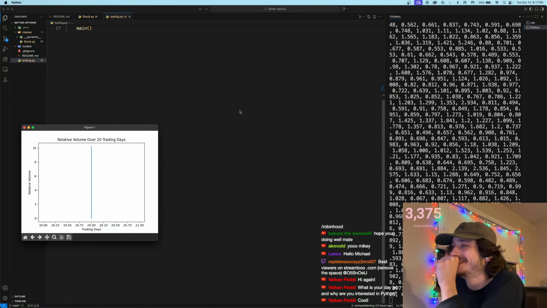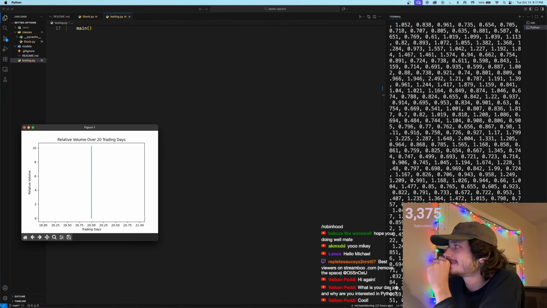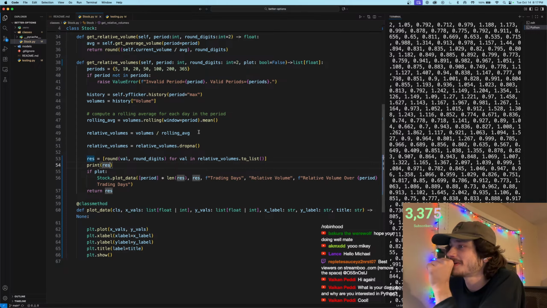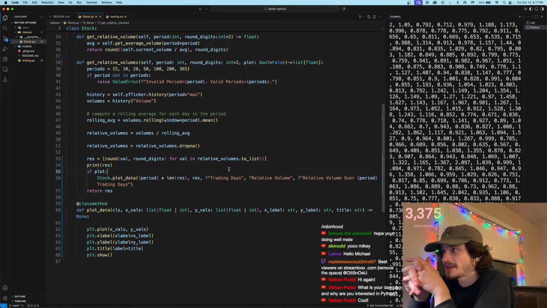Okay, so what's going on here? It's a lot of volumes. I don't think it should be that many. Something's wrong here. Okay, so we're getting history for the max, and we're getting all the volumes. And then we're computing a rolling average across volumes, and our window is the period. And we're computing a mean for every one of those rolling averages.